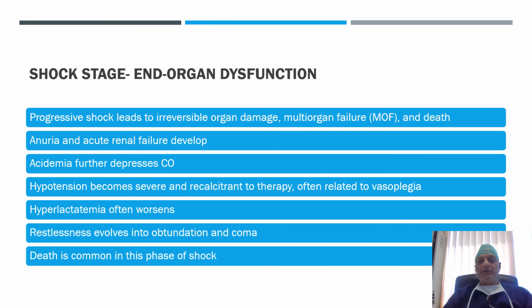The third and final stage in this continuum is end organ dysfunction, and it occurs because of progressive shock which leads to irreversible organ damage. The patient develops anuria and acute renal failure. Acidemia further depresses cardiac output. Hypotension becomes severe and recalcitrant to therapy, often related to vasoplegia. Hyperlactatemia worsens. Restlessness evolves into obtundation and coma, and death is common in this phase of shock.